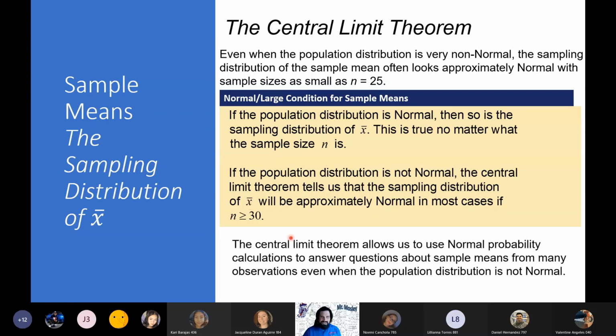The central limit theorem allows us to use normal probability calculations to answer questions about sample means from many observations, even when the population distribution is not normal. This is, again, very important. We like normal distributions. So with sample means, if it starts normal from the parent population, the sampling distribution is normal. If it doesn't start normal, then we just need a large enough sample size to have the sampling distribution be normal. So that's good news.